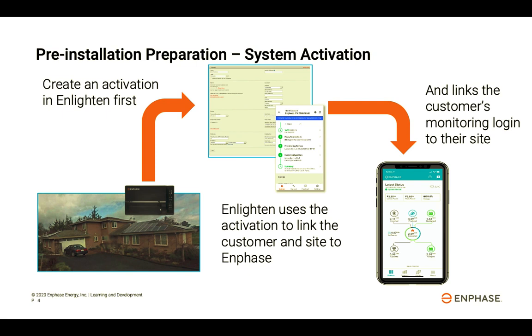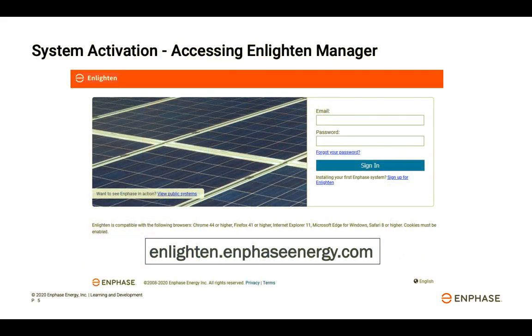Now once the system is installed and commissioned, the homeowner will get access to the system. Let's walk through how to create the activation using Enlighten Manager. It is good practice to create an activation from the office before the installation crew heads out to site. It can be completed any time preceding the installation.